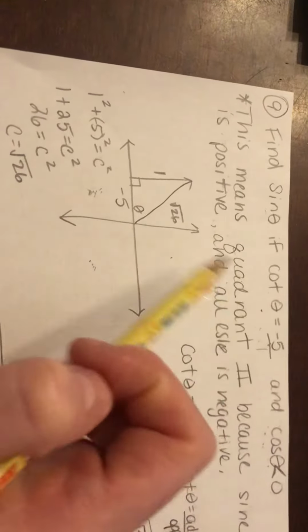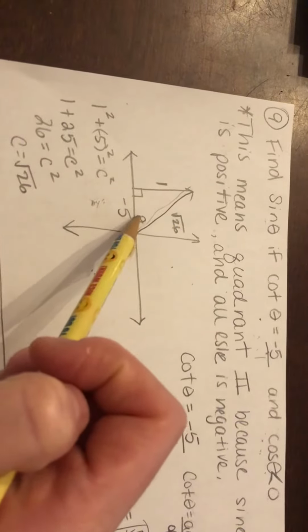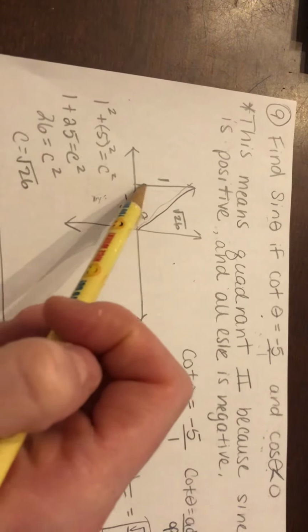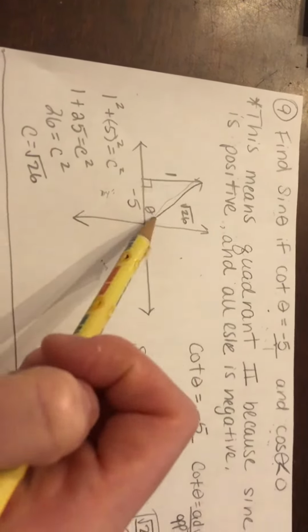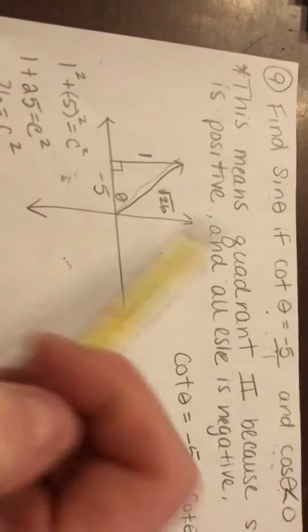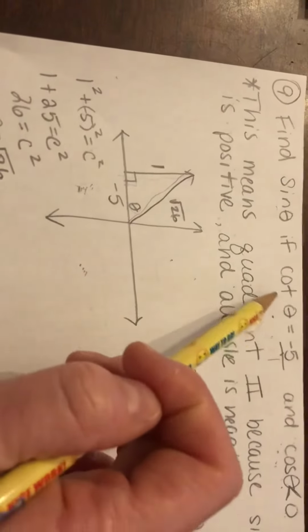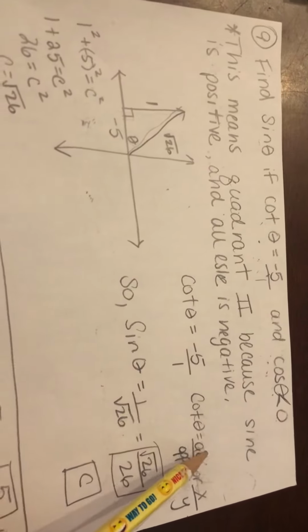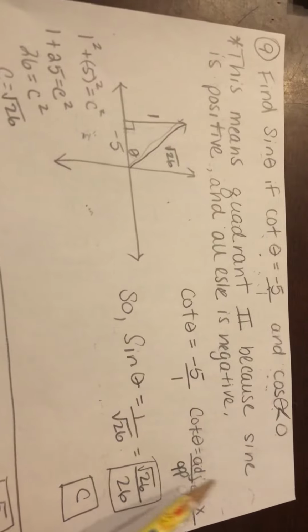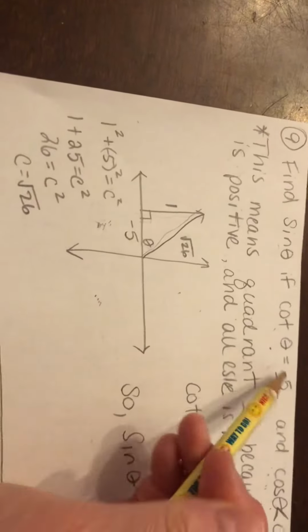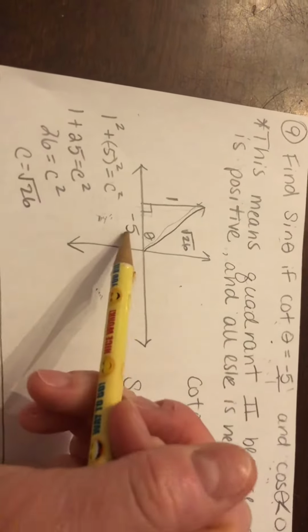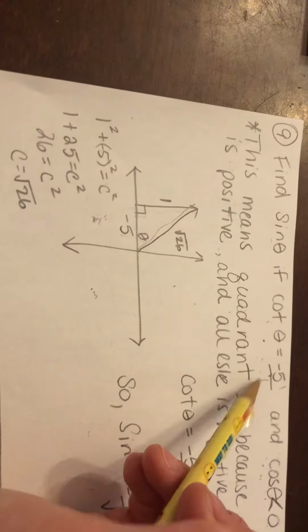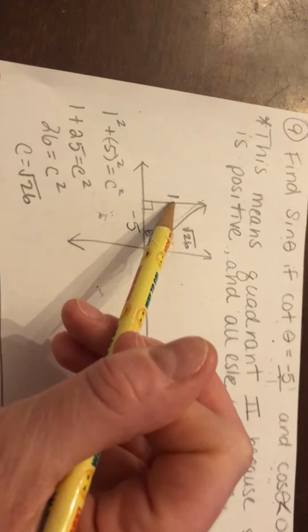So I made a right triangle with the angle theta, with the right axis, right? I knew I had my angle here, and then I labeled accordingly. So tangent is opposite over adjacent, so cotangent is adjacent over opposite. So the adjacent side is -5, which I put here. The opposite side is 1, which I put here.